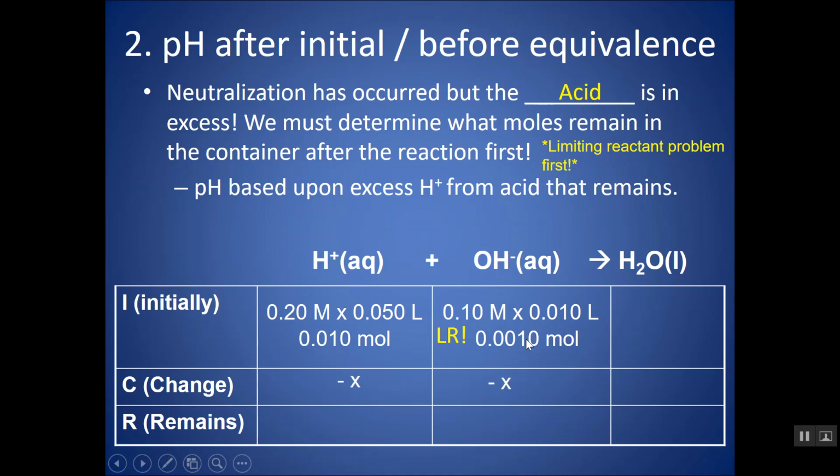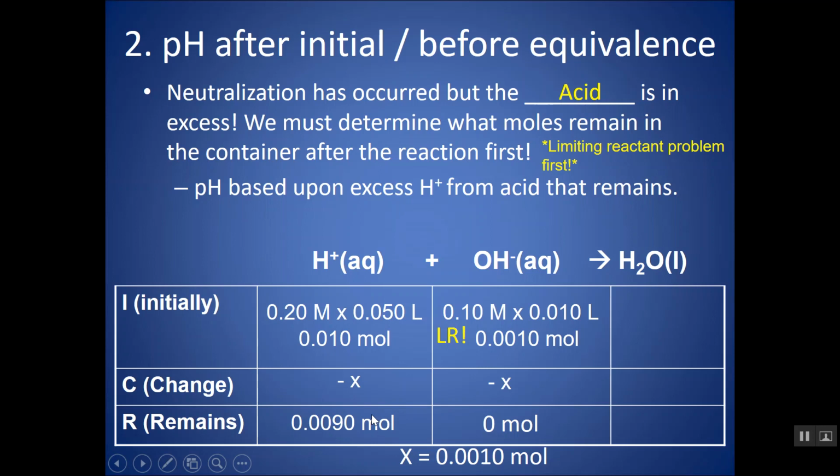If I wanted to fill in my change, this would be minus X, this would be minus X. I don't care about the water. What would remain is 0 moles of OH-, because that's what's limiting. That's what's going to get used up completely. So what's my X? My X is 0.001, because 0.001 minus X equals 0, so X equals 0.001. So I would take off 0.001 from this, do 0.01 minus 0.001, and I would get 0.009 moles of H+ remaining.